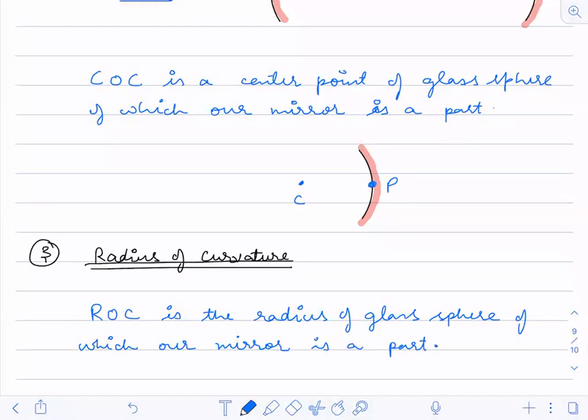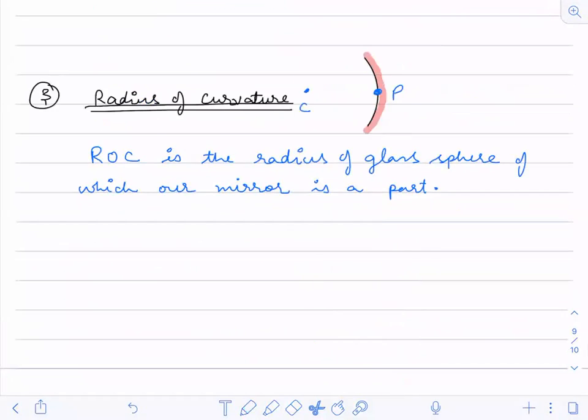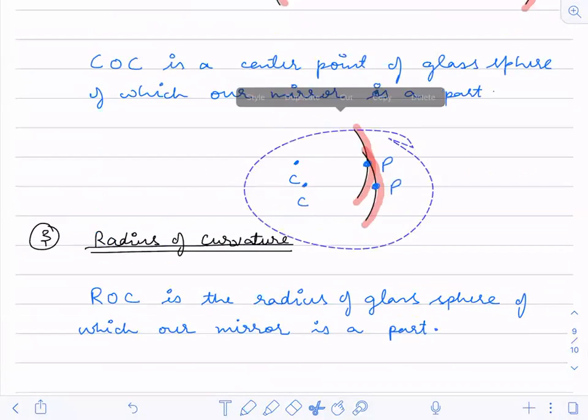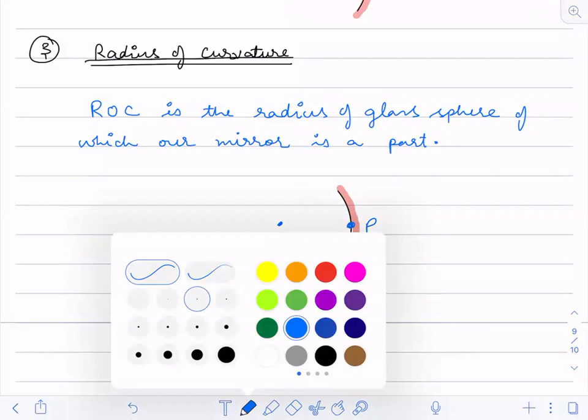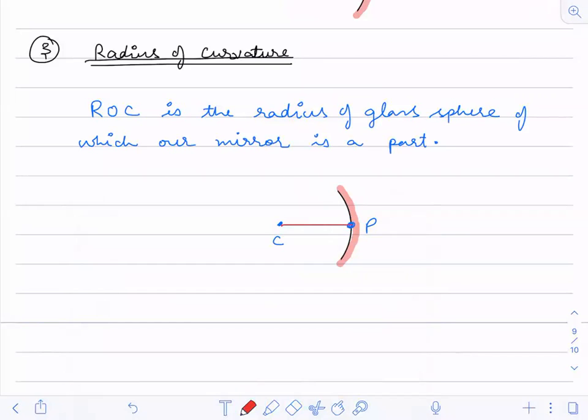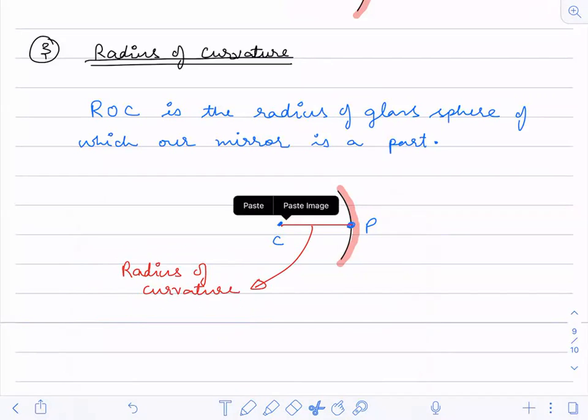If I take this diagram here, the distance from C to P will be called the radius of curvature. This distance will be called the radius of curvature. Understood? Fine.